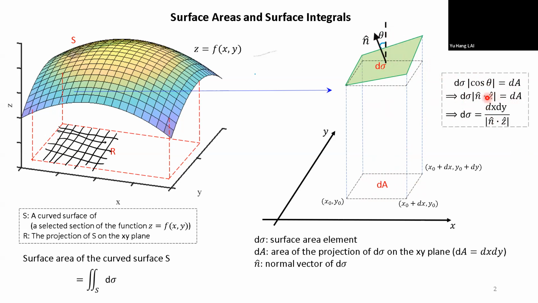So now my d sigma can be written as dx dy divided by n hat dot z hat. Now what I need to do is consider the appropriate boundary, so add up all the d sigma up here.